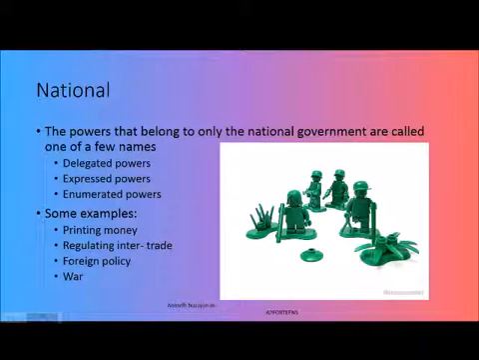Alright, Lego war works. War. The national government is the only government between all of the different types, different levels, that has the ability to go to war.